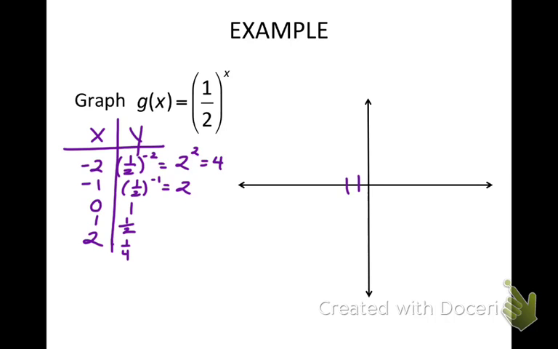So if we graph that, -2 and 4 puts me right about there. -1, 2. 0, 1. 1, 1/2. 2 and 1/4. Gives me that curve.